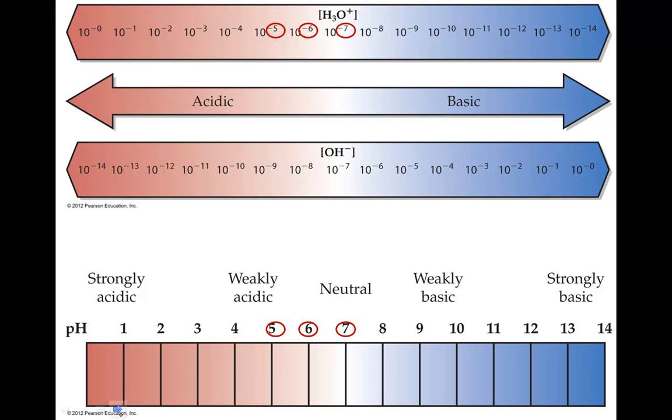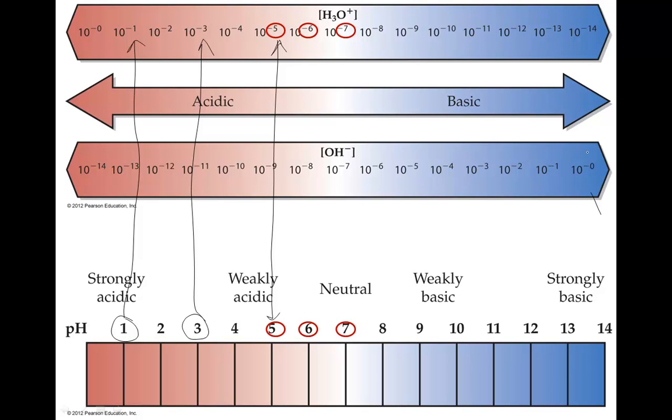So note the correlation here, that if you look at the hydronium ion concentration, these numbers that are circled directly relate to the pH. So if you have a pH of 1, what does that mean? Your hydronium ion concentration is 10 to the negative 1 molar. If your pH is 3, that means your hydronium ion concentration is 10 to the negative 3. So these numbers that are circled directly correlate with our hydronium ion concentration. And they're inversely related to your hydroxide ion concentration.